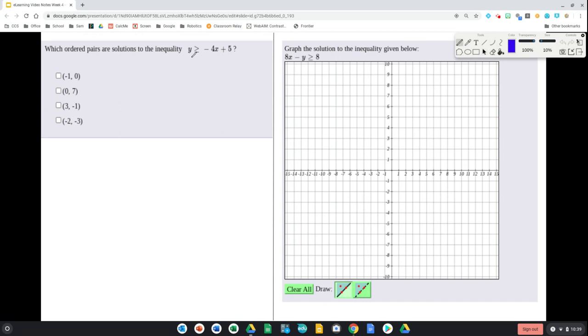In this case, you have one inequality, y is greater than or equal to negative 4x plus 5, and then you've got 4 points, and you're going to tell whether each one of these is either true or false. If it's true, you're going to mark the box, and if it's false, you're not going to.